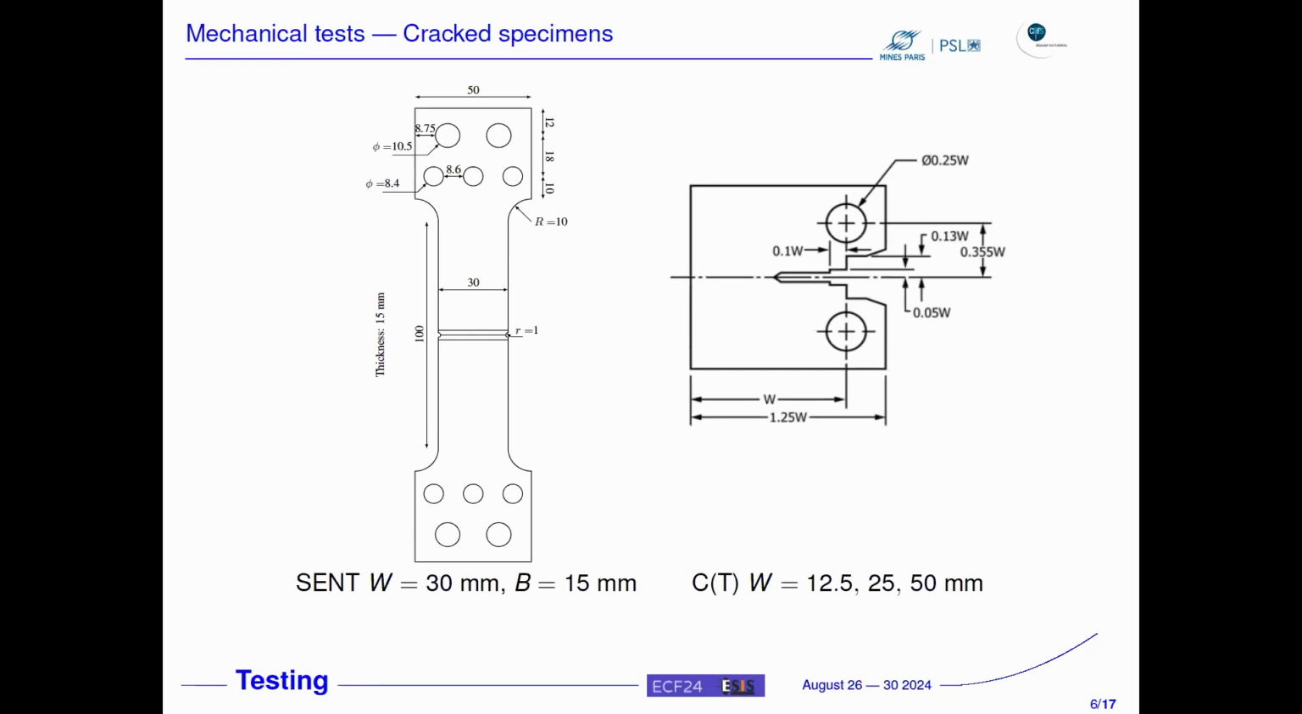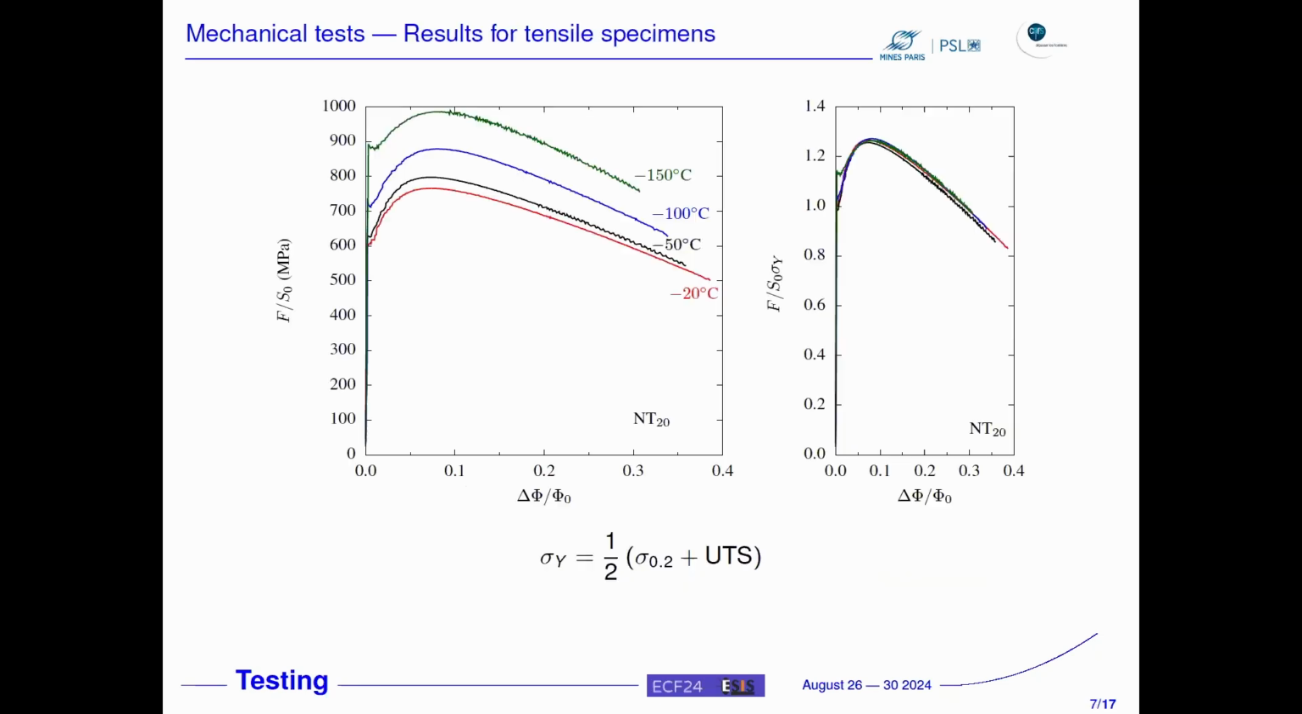So we have 12.5, 25 and 50 millimeter. That's a fairly big one, a heavy one. And W is the width here of the specimen. And at the same time, we also use SENT, single edge notched tension specimen, only one geometry, which is given here. And the interest of these two sets of specimens is that we develop different stress states. And I will show you that later.